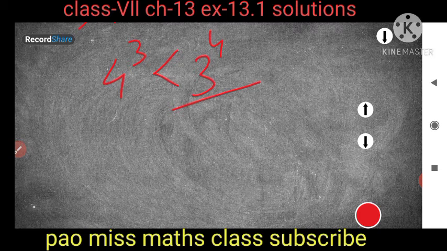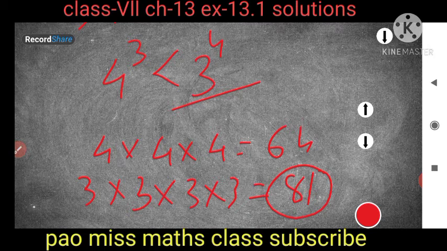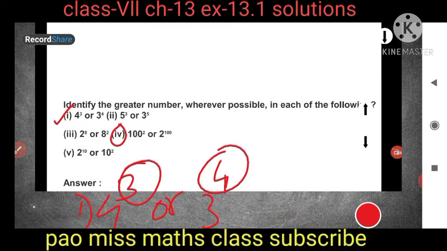Now suppose you want to verify this. 4 is multiplied how many times? 3 times, isn't it? 4 fours are 16, 16 fours you will get how much? 64. Now 3 will multiply how many times? 4 times. 3 twos are 6, 3 threes are 9, 9 threes are how much? 81. So which is greater? 81 is greater, isn't it? So whose power is greater, that value will always be the greater value. Okay, simply you have to see the power and directly you can guess which will be greater.